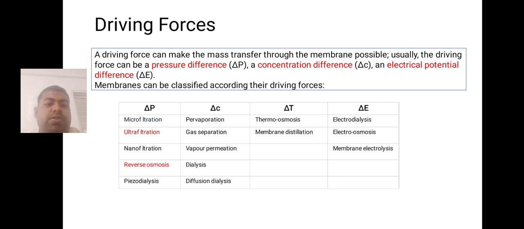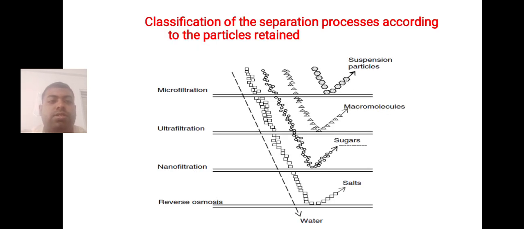Delta P is microfiltration, ultrafiltration, nanofiltration, reverse osmosis, and piezodialysis. Delta C is pervaporation, gas separation, vapor permeation, dialysis, and diffusion dialysis. And delta T, change in temperature, is thermoosmosis and membrane distillation. And delta E is electrodialysis, electroosmosis, and membrane electrolysis. These are the classification of the separation process according to the driving forces.